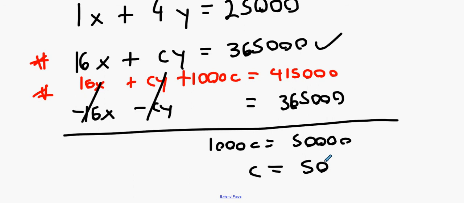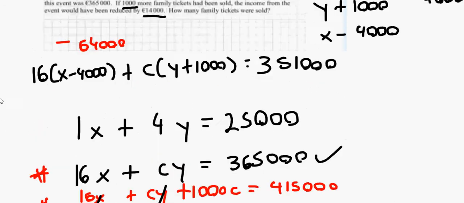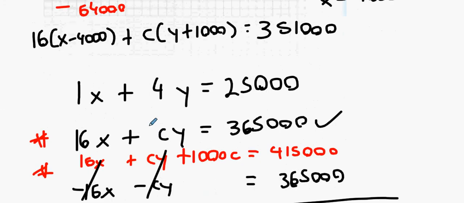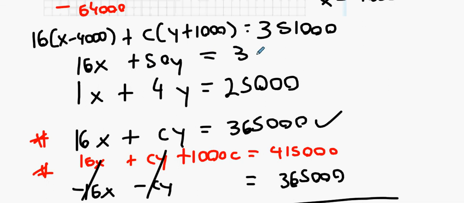And because your C value is 50, what you can then figure out is you then have a normal simultaneous equation. See the way that's 50y now? And now you can figure out what the y value is using a regular simultaneous equation. And that will tell you how many family tickets you actually sold.